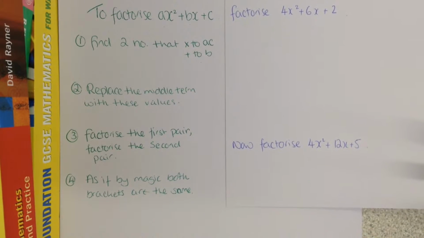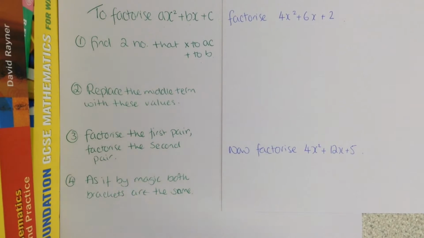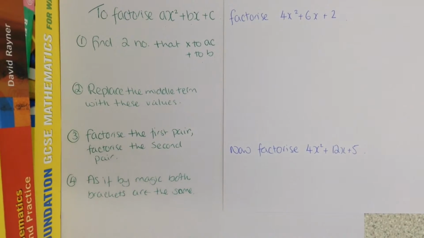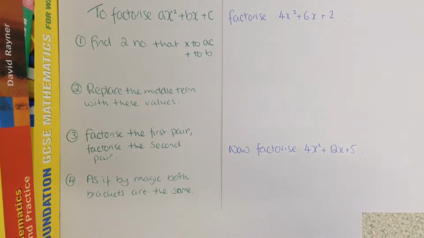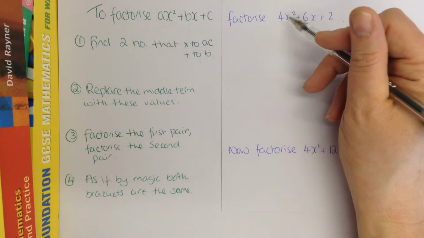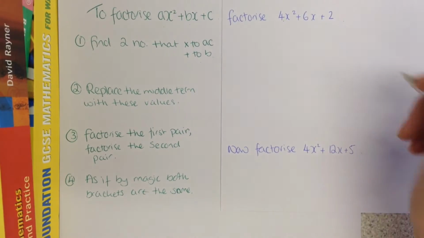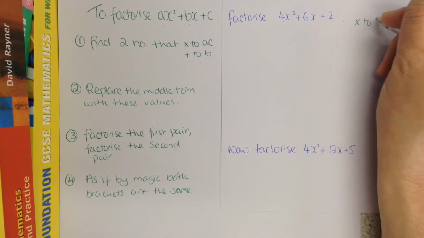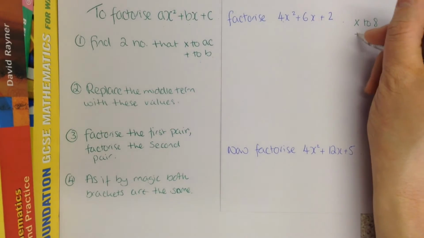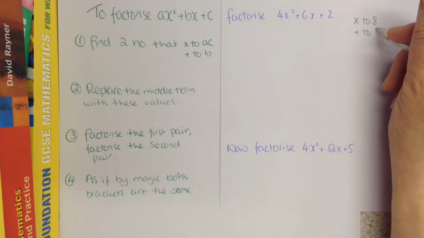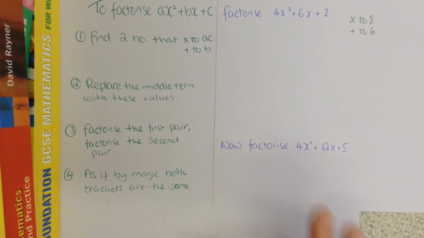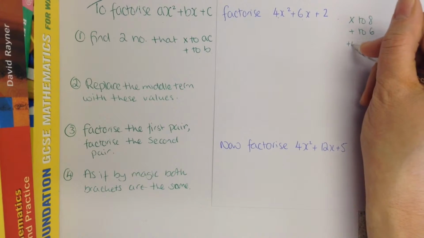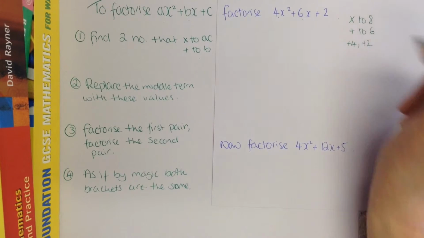Okay, our second example then. So looking here, same thing. Factorising 4x² plus 6x plus 2. So, find two numbers that times to AC and add to B. So, times into AC, in this case, 4 times 2 is 8, and add into B, which is 6. So, two numbers that when you times them together, you get 8, and when you add them, you get 6. So, that's going to be plus 4 and plus 2.